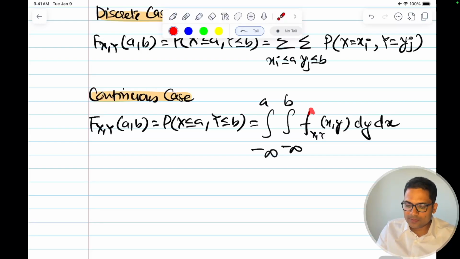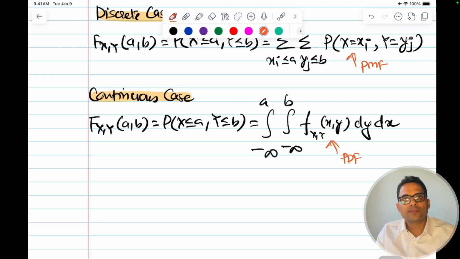So this small f denotes my PDF, and this is my PMF. Okay.